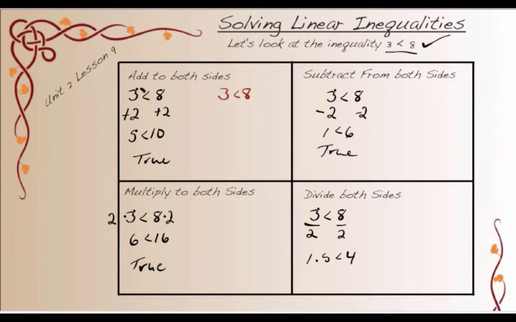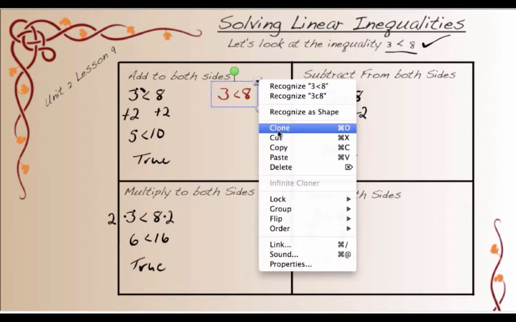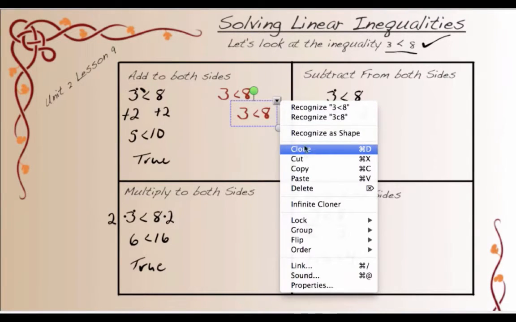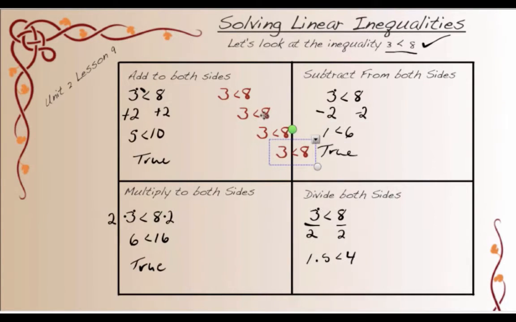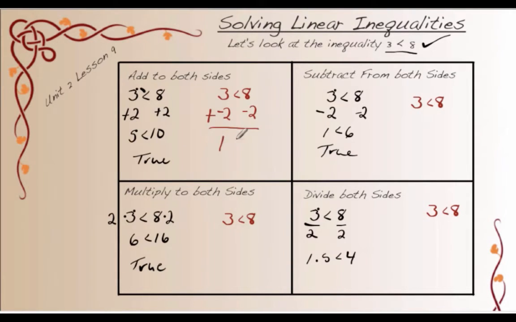We're going to do 3 is less than 8 again, but this time we are going to use a negative number. What would happen if we added a negative number to both sides? Well, let's add a negative 2. Okay, we still get a true statement. Let's subtract a negative 2 from both sides. That becomes 5 is less than 10. We still have a true statement.